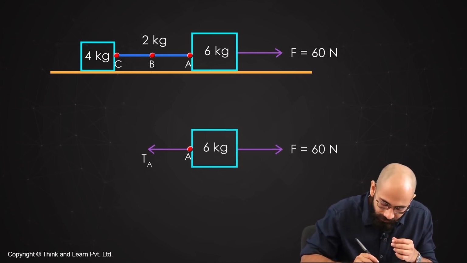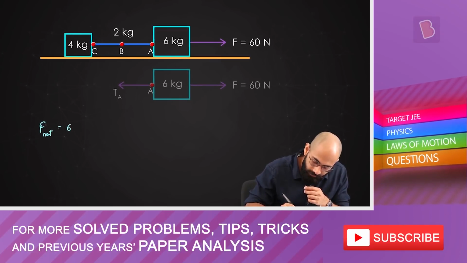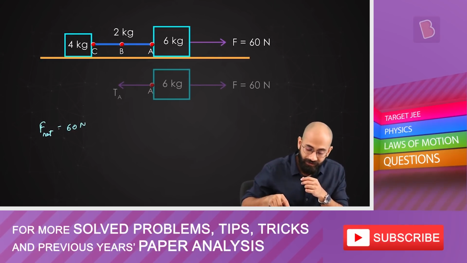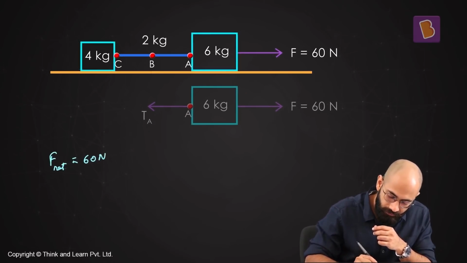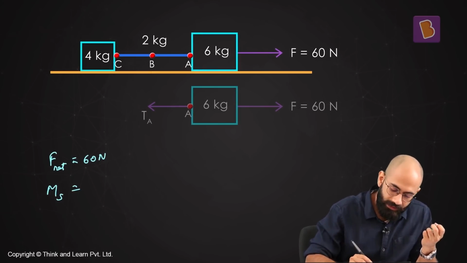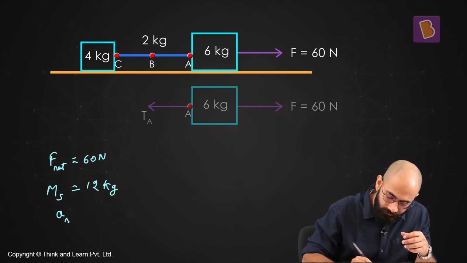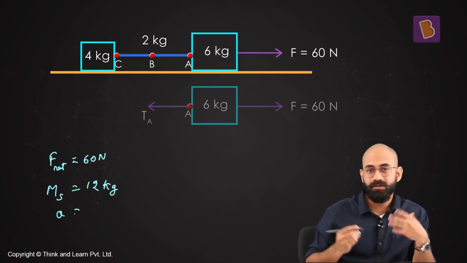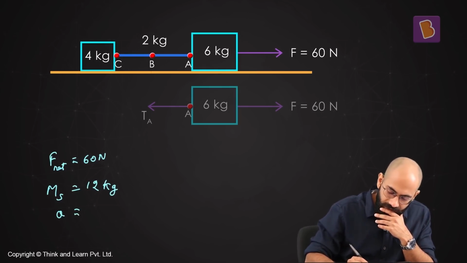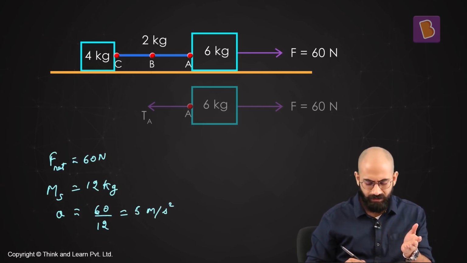So the net force, F net, let's call it. F net is 60 Newton. And the mass of the system, MS, let's call it mass of the system, is 6 plus 4 plus 2, that is 10 plus 2, 12 kgs. So the acceleration A net of the system, I'm just going to call it A because that will be the acceleration for all three objects. That will be 60 by 12, which is 5. A very simple number, 5 meters per second squared. Right, our units are fine, 60 newtons, correct.